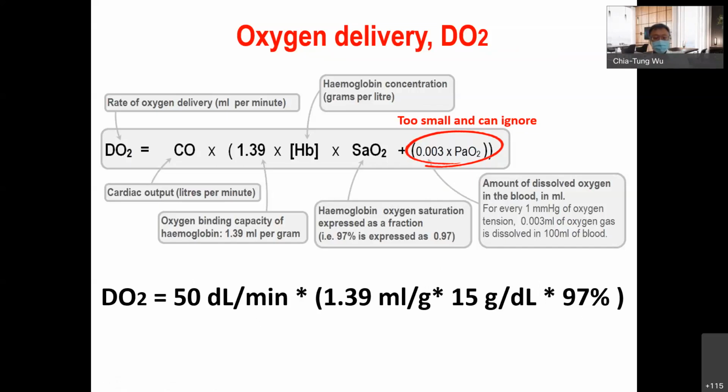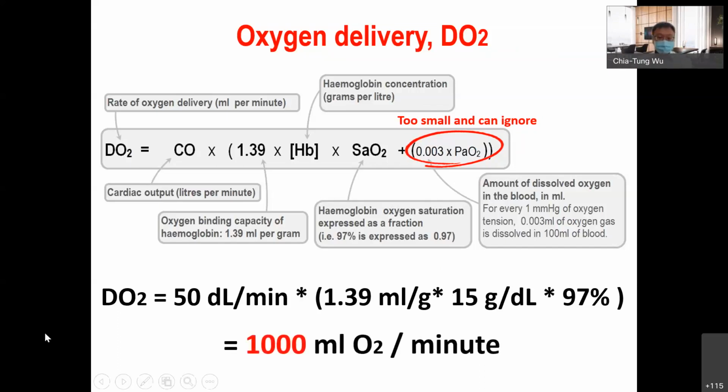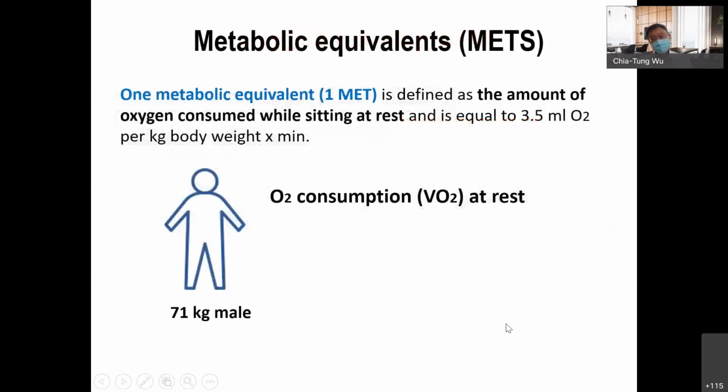Pick up your calculator and calculate this. The number should be very, very close to 1,000. So our heart delivers 1,000 ml of oxygen per minute. And this is O2 delivery. And what is O2 consumption?